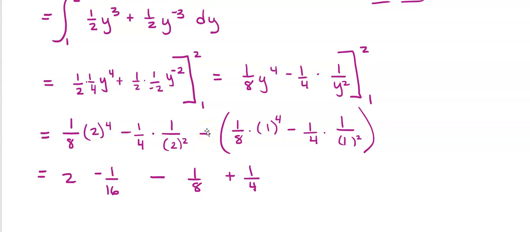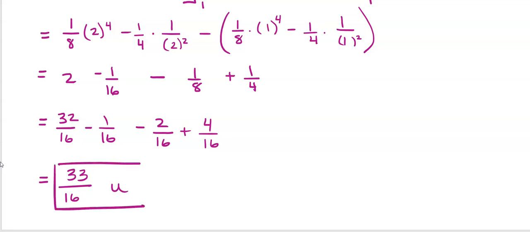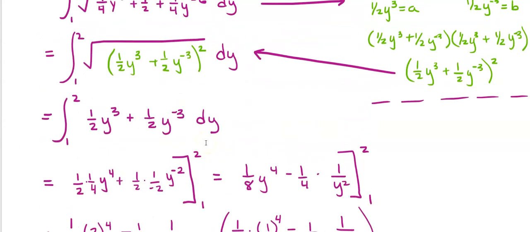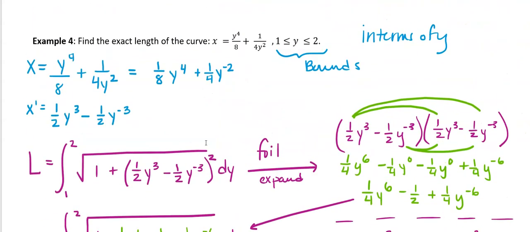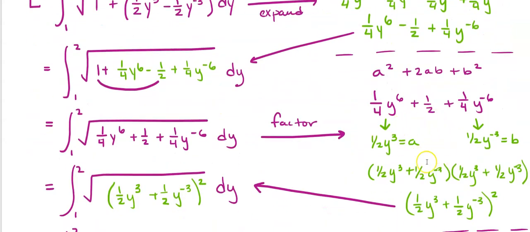Now we just need to combine all those into a common denominator. After doing so, we get 32/16 minus 1/16 minus 2/16 plus 4/16, and together that gives us 33/16, and again those are units because it is some sort of distance. So there's the arc length for the given situation. This was in terms of y, but notice the process was exactly the same. We were just working in a different variable. This one was interesting because we needed to expand it and then find that perfect square in there.